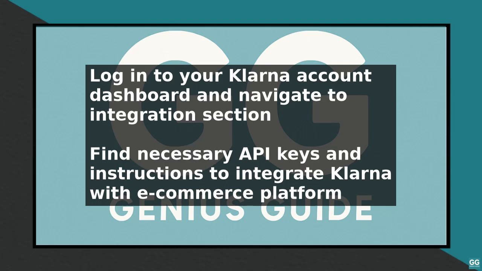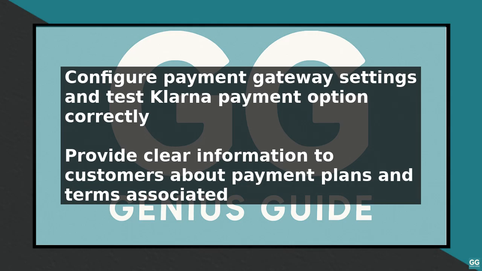To complete the integration, you will need to configure the payment gateway settings in your e-commerce platform. This includes entering your Klarna API keys, setting up payment plans, and customizing the checkout experience. After configuring the payment gateway settings, test the Klarna payment option to ensure it is working correctly. You can do this by going through the checkout process as a customer and selecting Klarna as the payment option.